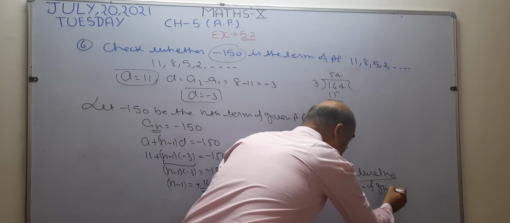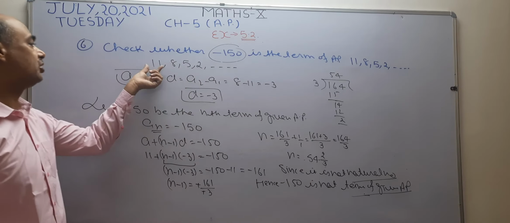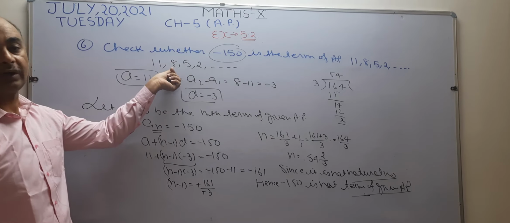This comes in decimal form, and no term is in decimal form. See, this is the first term, second term, not a 1.2 term. Like 1, 2, 3, 4, all these numbers are counting numbers, natural numbers. All terms start with the first term, second term, third, fourth, and 1, 2, 3, 4 are natural numbers. So this is not a natural number. Therefore, it is not a term of the given AP.